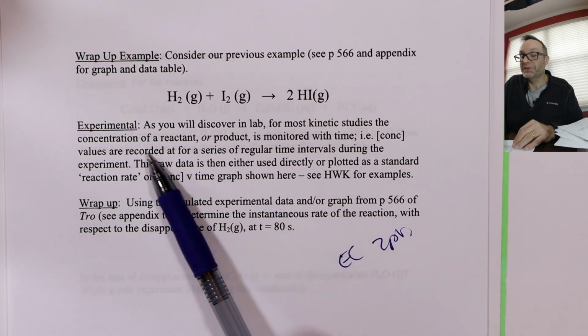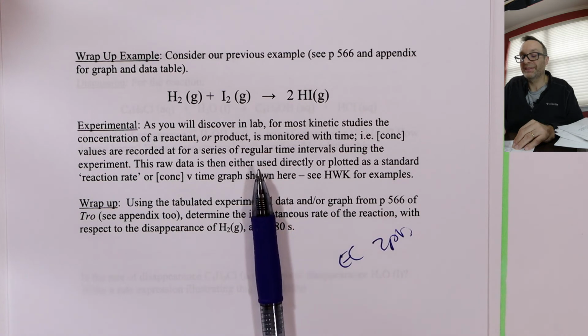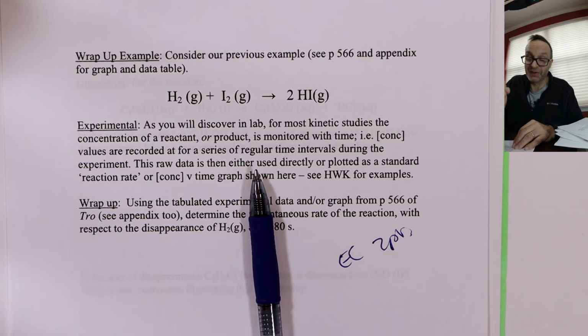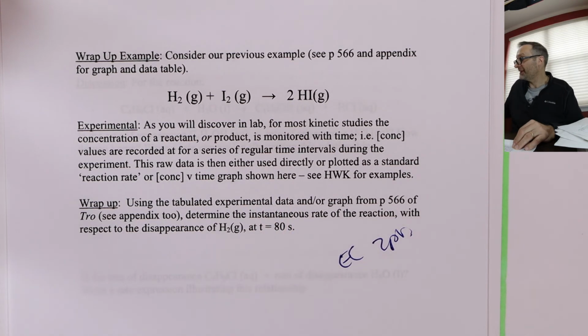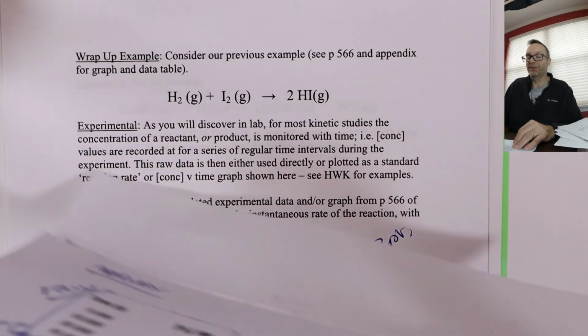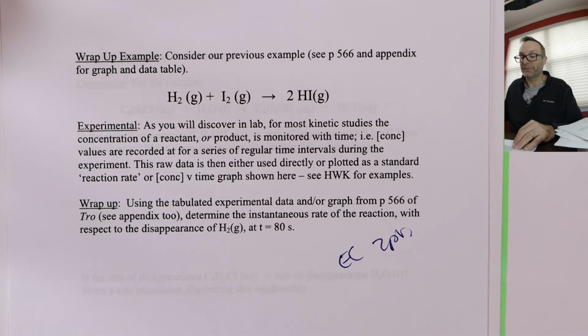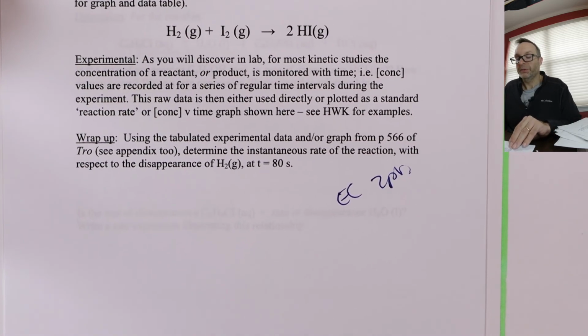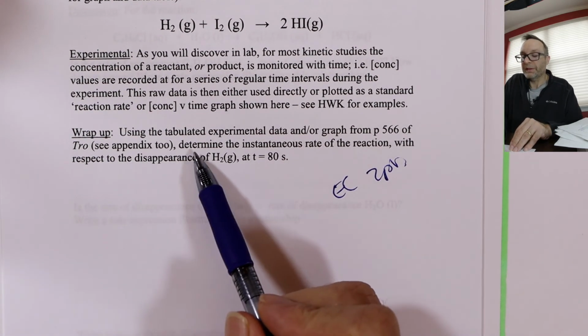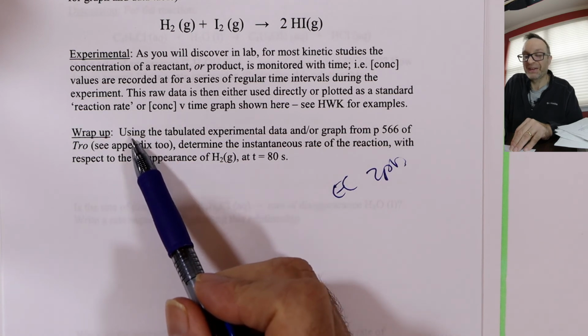So, as you'll discover in lab, most kinetic studies are monitored with concentration versus time. So we get that same data set every time, which then gets plotted to give you a graph. Okay, so we have regular intervals in time. This raw data is then plotted to do the graph method, or just used directly from the table to do the line method, equation of the line method, okay? So you can do this, right, for a new time.